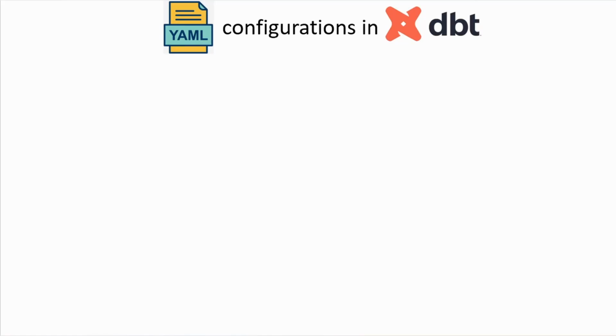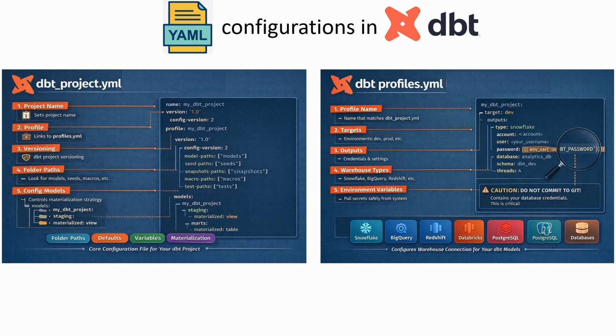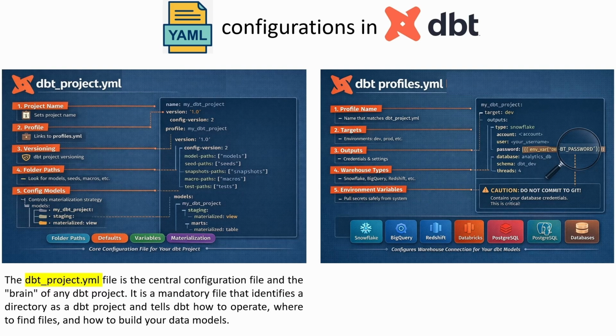Let's now understand YAML file configurations in dbt. There are two kinds of YAML files which we generally see in our dbt projects: dbt_project.yml and profiles.yml. The dbt_project.yml file is the central configuration file and the brain of any dbt project. It's a mandatory file that identifies a directory as a dbt project and tells dbt how to operate, where to find files and how to build your data models.